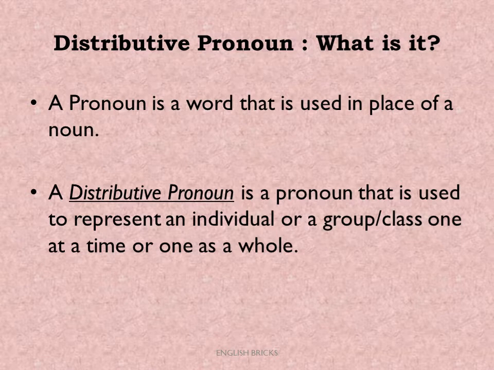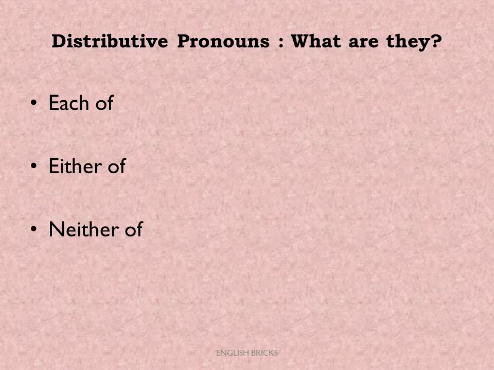But how do we use it? Let's look at it now. Here you see what they are. There are three distributive pronouns. The first one is each of. The second one is either of. Some people also say either of. It doesn't matter. Neither of or neither of. So these are the three distributive pronouns. But how do we use them in the sentence? We shall now learn.